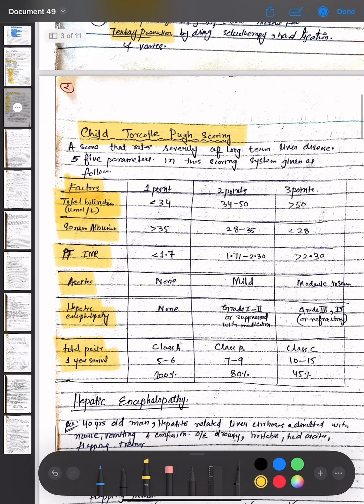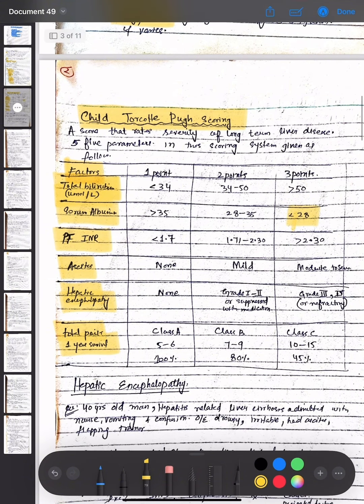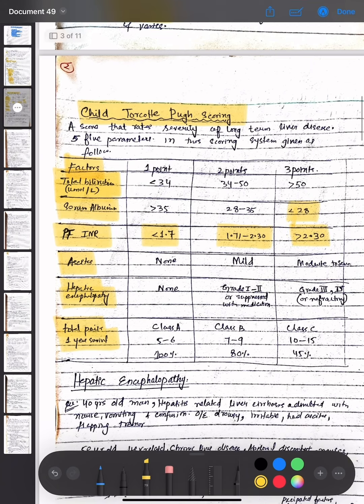If the total bilirubin level is less than 34, then 1 point. If it is 34 to 50, then 2 points. And if it is greater than 50, then 3 points. Serum albumin greater than 35, 1 point. 28 to 35, 2 points. And less than 28, 3 points. PT or INR less than 1.7, 1 point. 1.7 to 2.3, 2 points. And greater than 2.3, then 3 points.